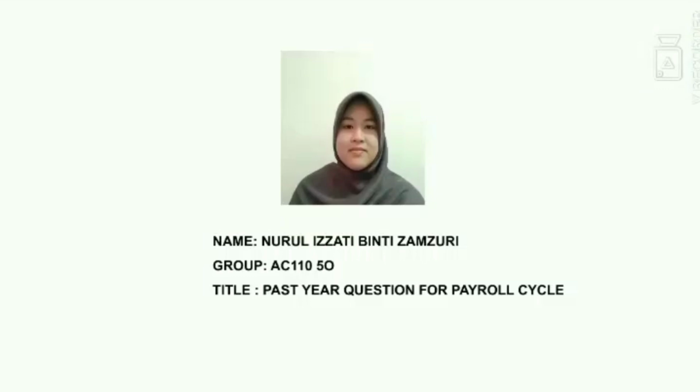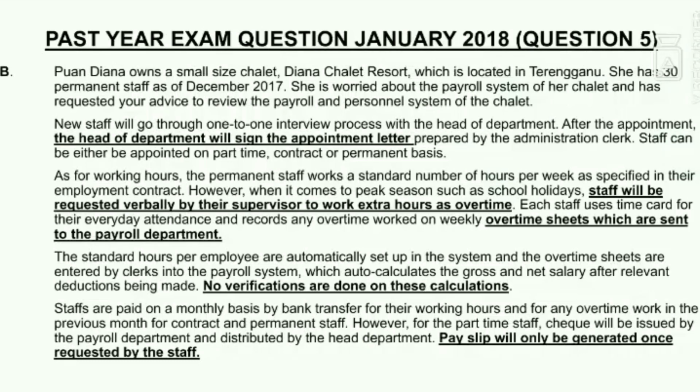In this video, I would like to explain about the past year question for payroll cycle. For the past year question, I choose January 2018 question 5B. In this question, you are required to find 5 major weaknesses of internal control system for Diana Shalit Resort. From my observation, the 5 weaknesses of this organization are: first one, the head of department will sign the appointment letter. Second, the staff will be requested verbally to work extra hours.